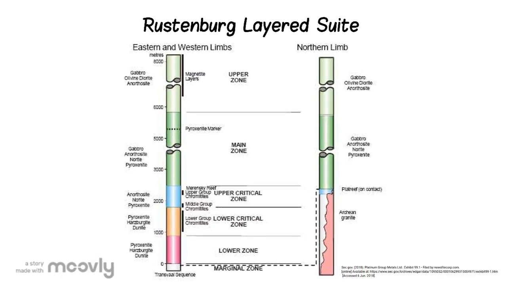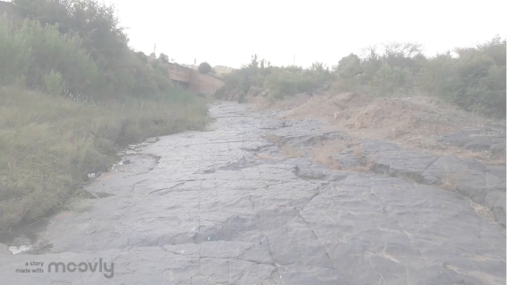The Rustenburg layered suite is made up of the basal Archean granite marginal zone, subsequently overlain by the lower, critical, main, and upper zones. The economically significant areas within the Rustenburg layered suite include the chromite layers in the critical zone, the PGEs in the Merensky Reef situated between the critical and the main zones, and the magnetite layers in the upper zone.